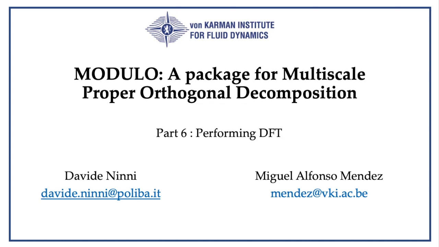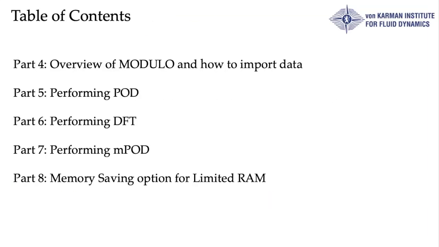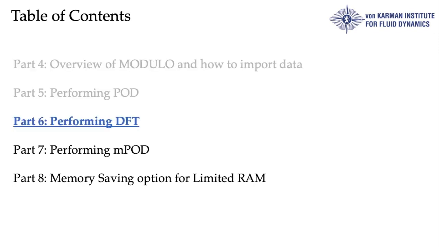It's Davide here, and in this new video tutorial you will learn how to perform a discrete Fourier transform in Modulo. This is the sixth part of this short course about Modulo. In the fourth part I gave you a general overview of the software package, and in the previous video I explained how to perform a POD. Today we will perform the DFT on the same cases analyzed in the previous video. So the 1D pulsating parcel flow and the 2D time-resolved PIV.